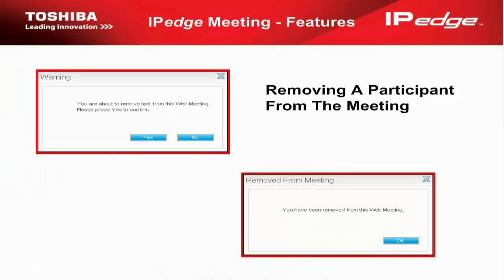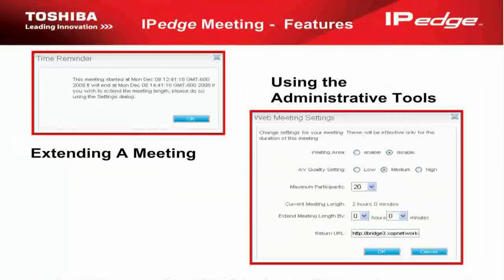The moderator can remove a participant from the web conference. The moderator receives a warning message as shown. When the moderator removes a participant from the meeting, the default meeting length is 2 hours. When the end of the meeting approaches, the system displays a time reminder message on the moderator's screen. The moderator can then go in and extend the length of the meeting.